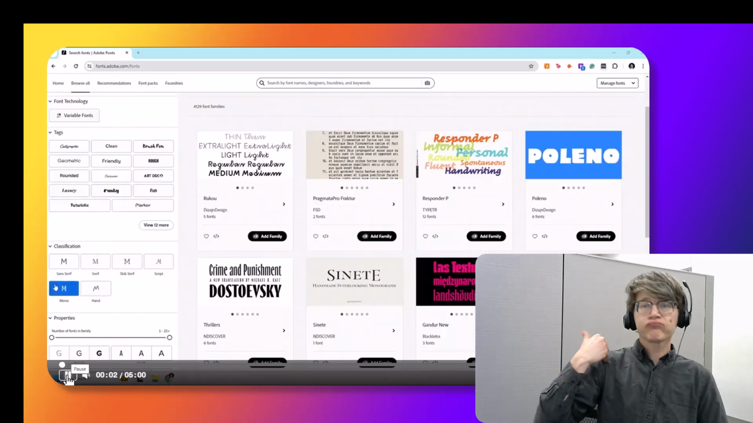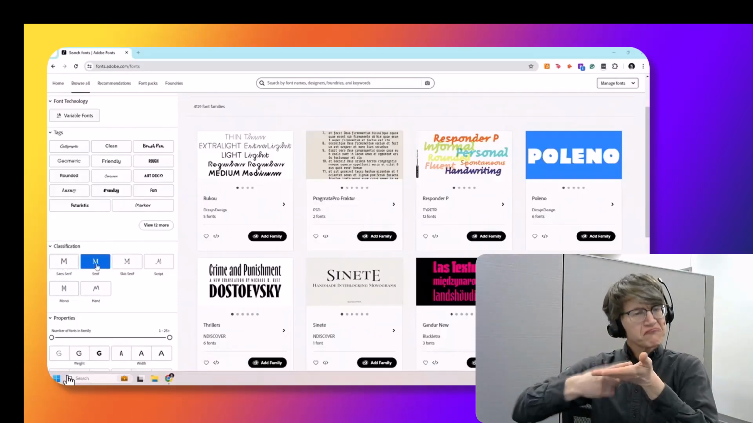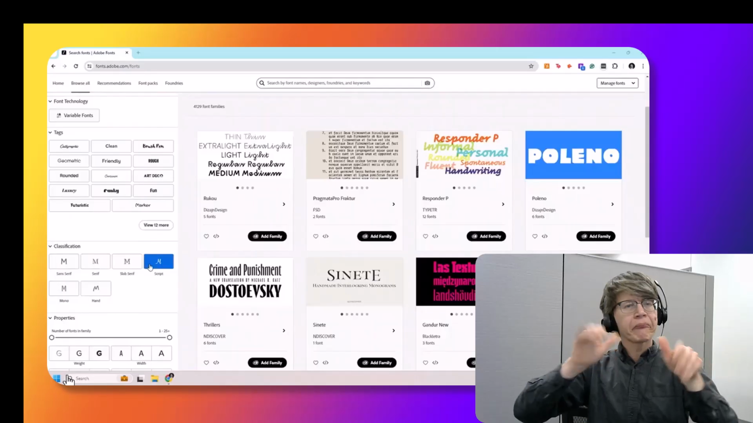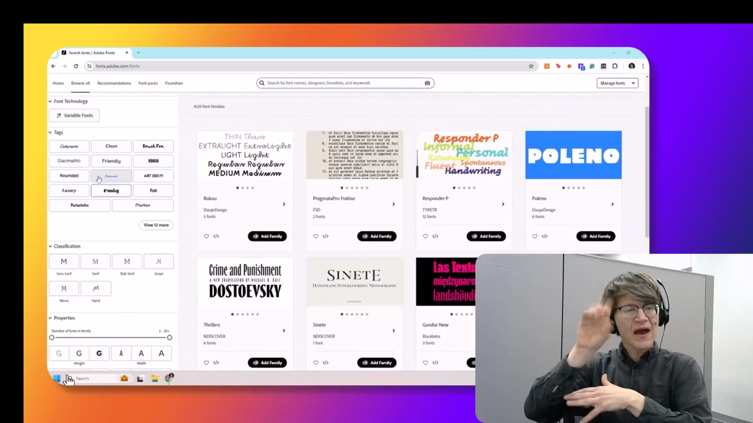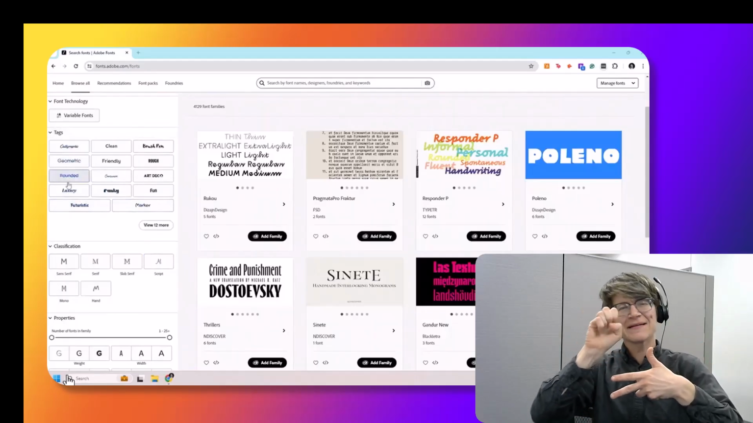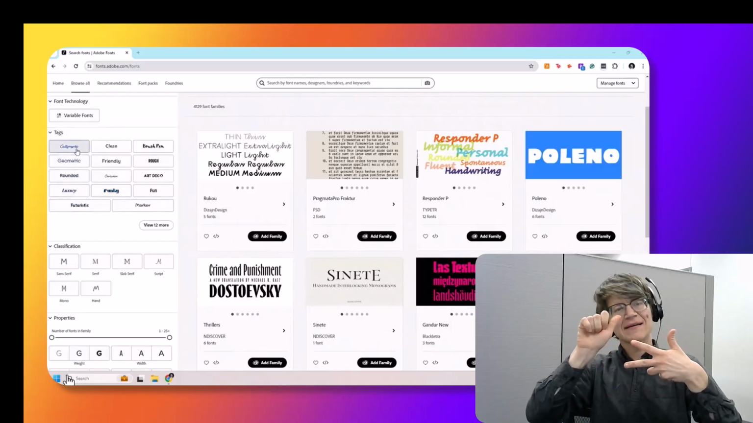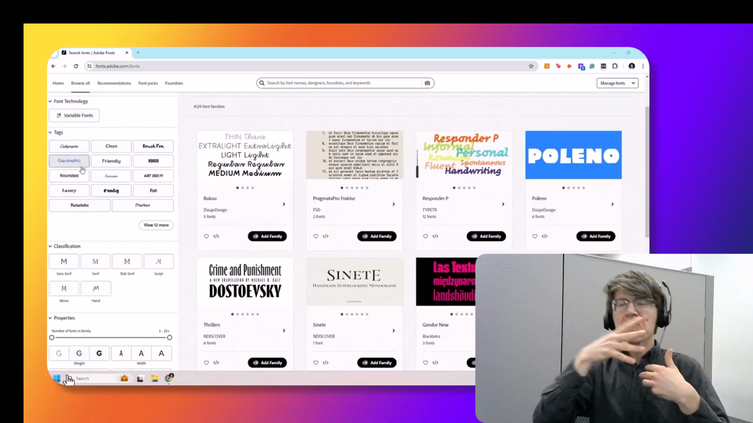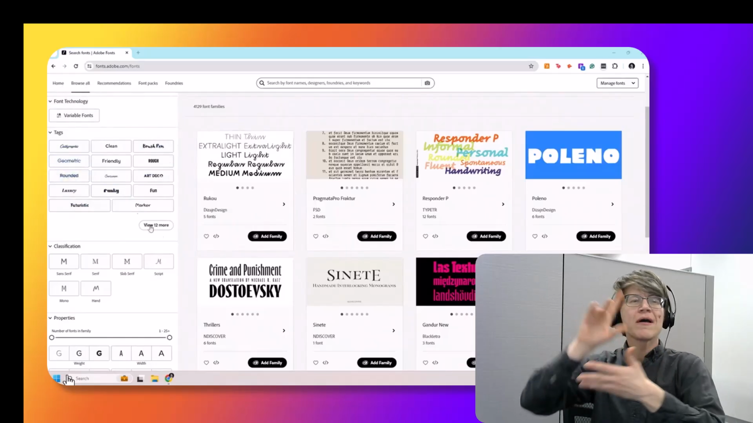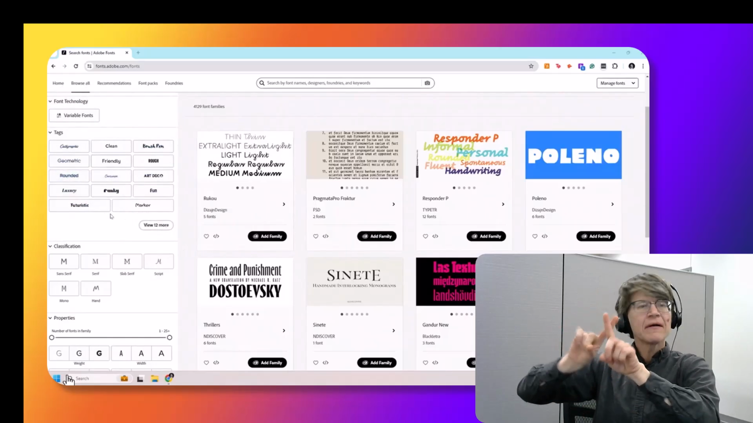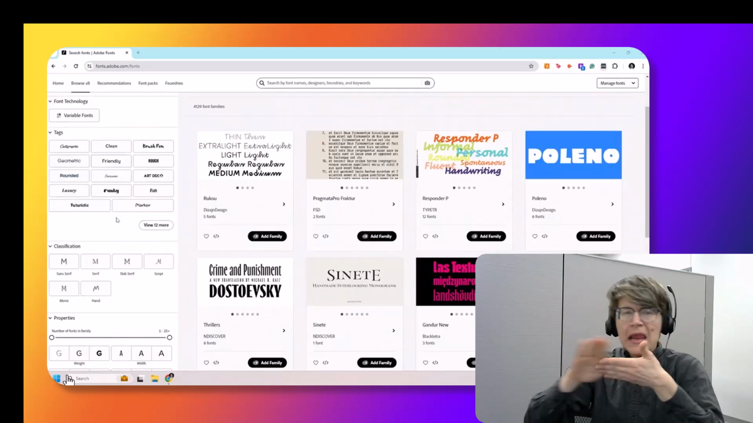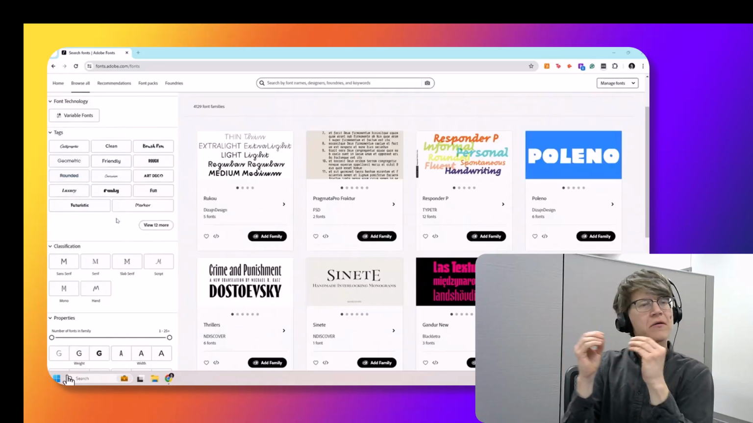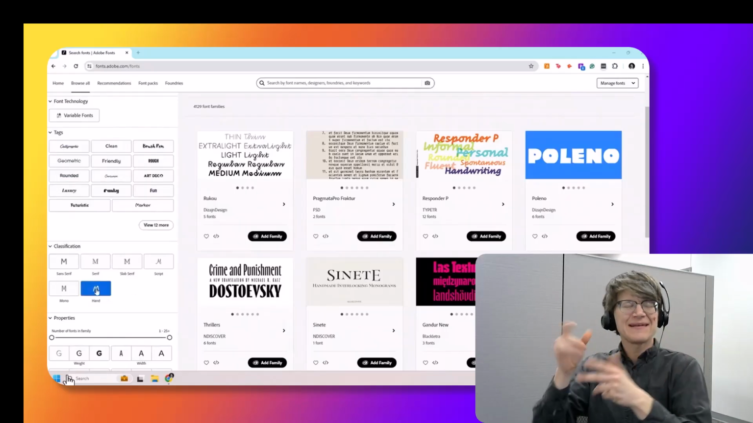About classification of typeface, whether it's a sans serif or a serif, a slab serif or a script, and so forth. We briefly touched on the tag, so whether that is something that is calligraphy or something that is rounded or geometric or what have you. These are just some tags. There's lots of tags out there, but it's basically describing the typeface more in adjective format than in classification format.